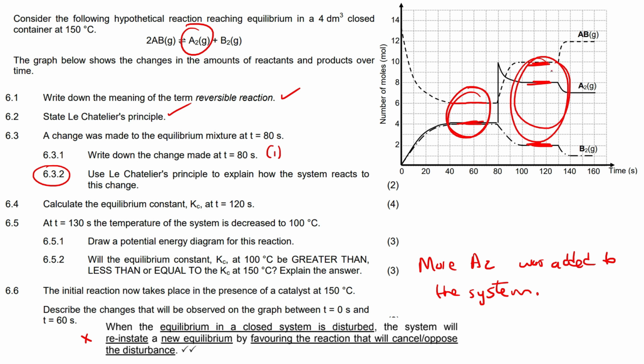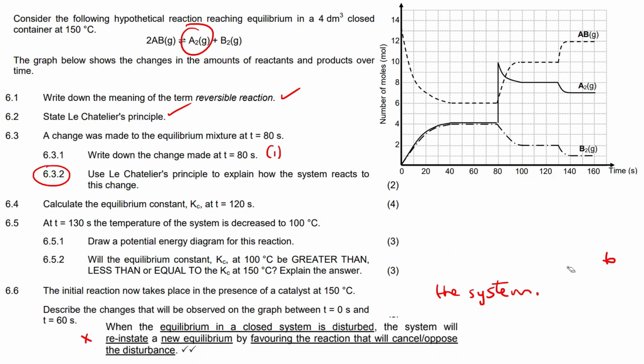And then here we are at equilibrium, but in between is when someone made a change to the system, and then the system gets a little bit unhappy and tries to fix it by doing something that will try to get back to a new equilibrium. Okay, so all you need to do is first mention what happened. More A2 was added to the system. This is usually a 4-mark question.